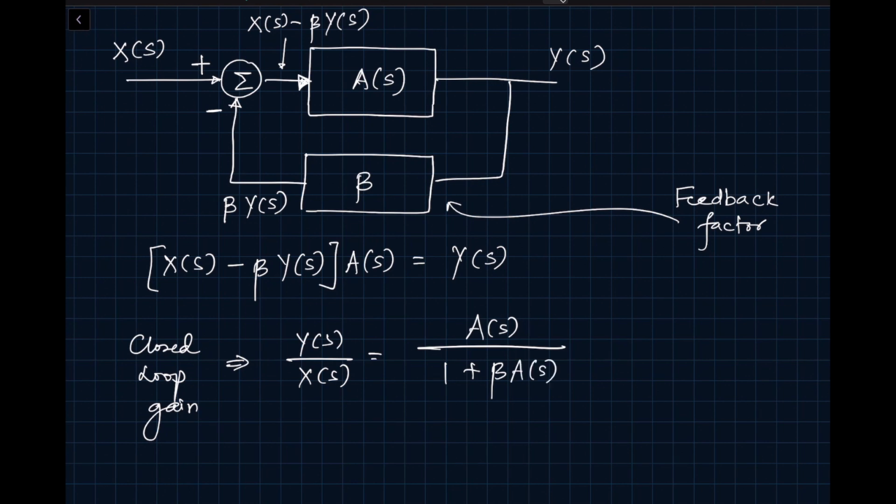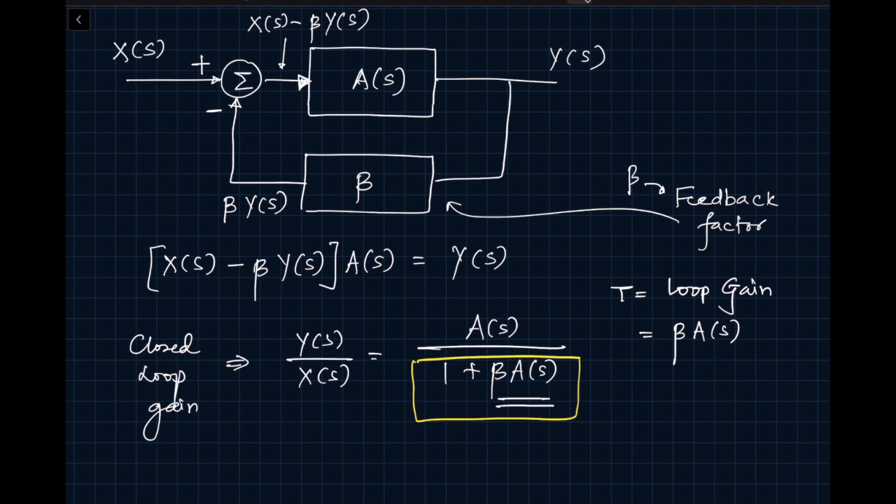The terminology is important here. As I said, beta is the feedback factor, and y(s) divided by x(s) is the closed loop gain. And the term here in the denominator, beta times A(s), we call that T, the loop gain. Important to note that the loop gain T is different from the closed loop gain. Many designers get confused between the two, so it's important at the beginning itself that you have this clear in your head.